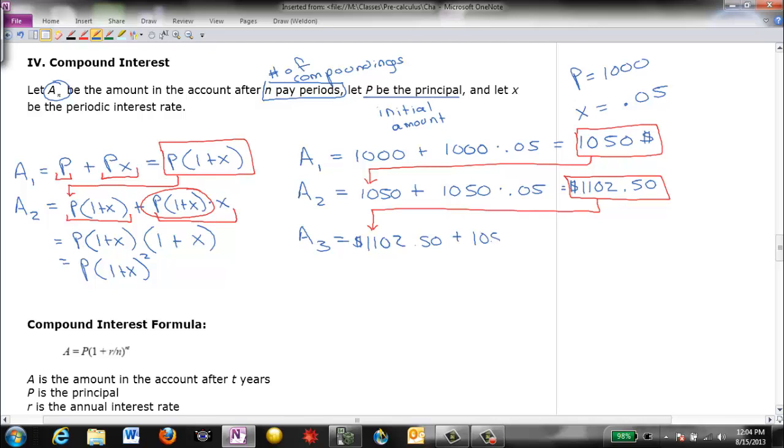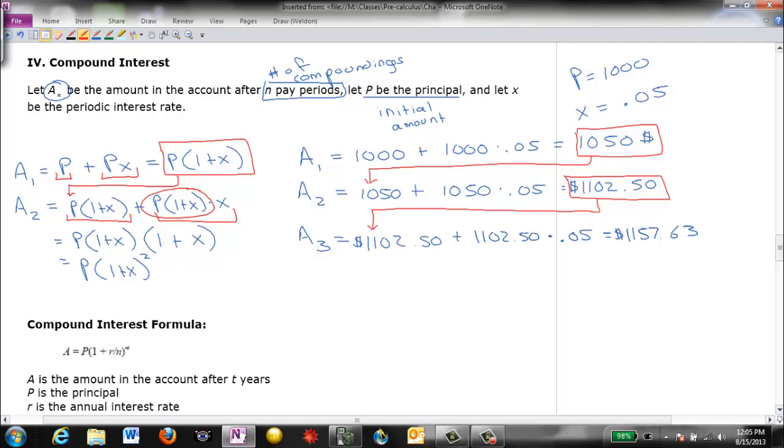So 1,000, make sure I get that right. So $1,102.50 times 0.05. Okay, and when I run that in my calculator, I get $1,157.63. Okay. So I'm going to come over here. I'm going to do that one more time with my symbolic representation over here.